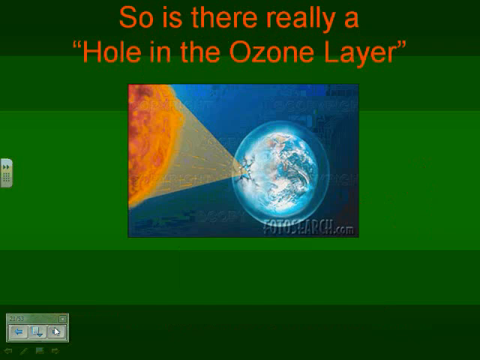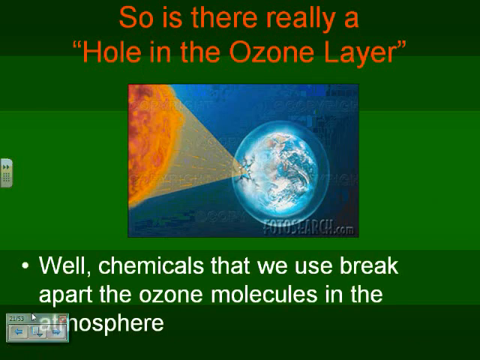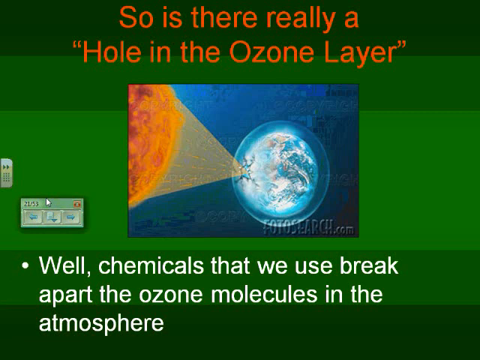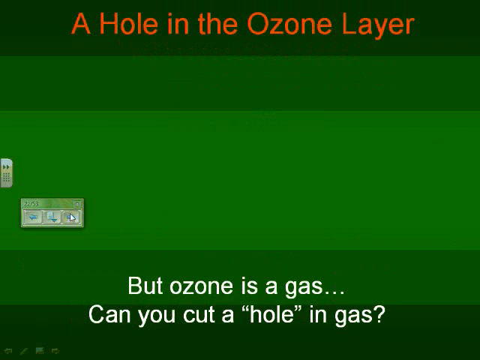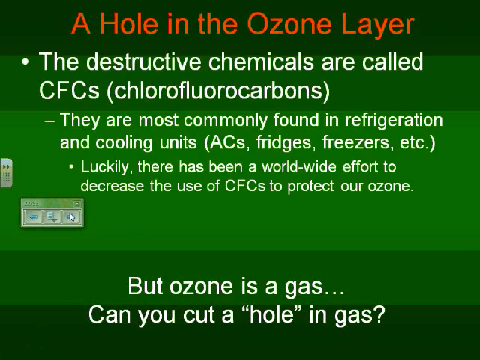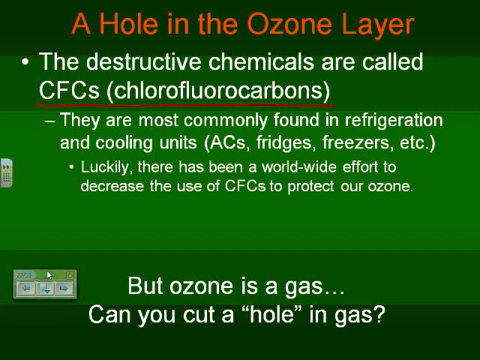So, you've probably heard about the hole in the ozone layer. It's important to recognize that chemicals that we use, all right, we call those chemicals CFCs, they break down ozone molecules from our atmosphere, and that results in depleting the ozone layer. All right, but the important thing is to notice that ozone is a gas, and you can't really cut holes in gas.